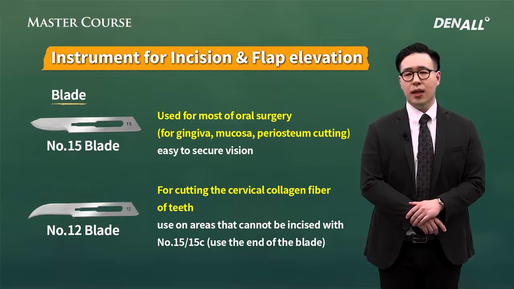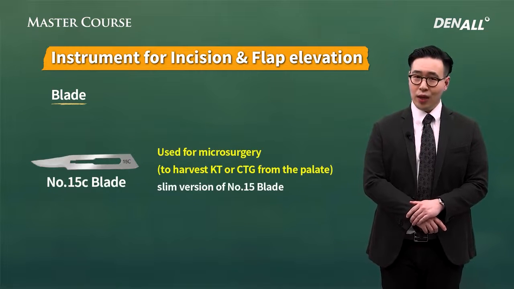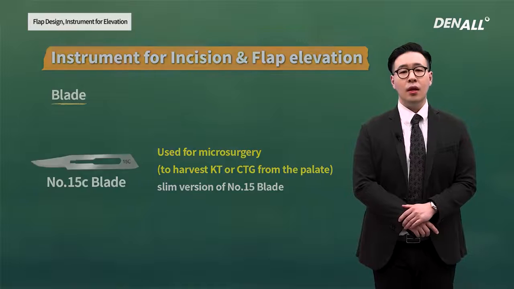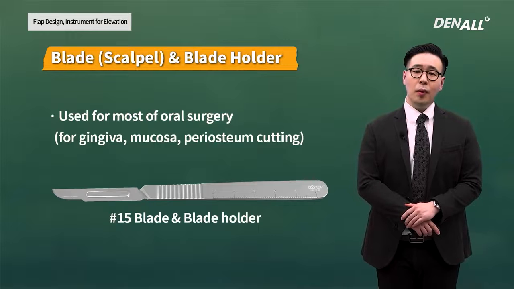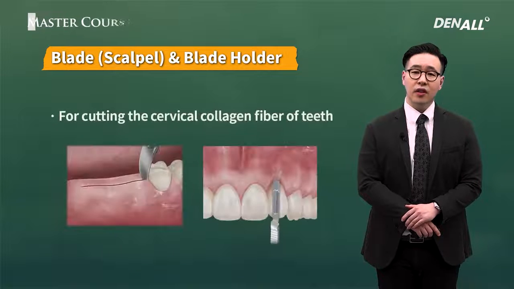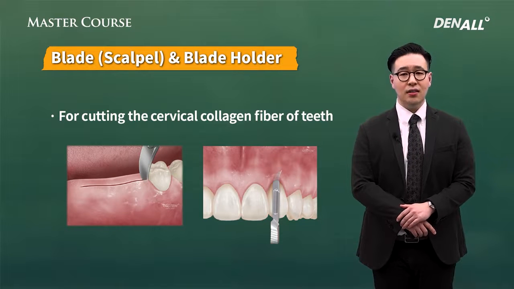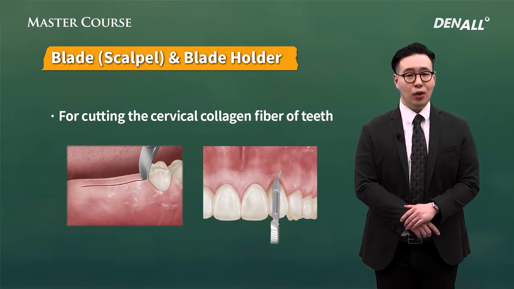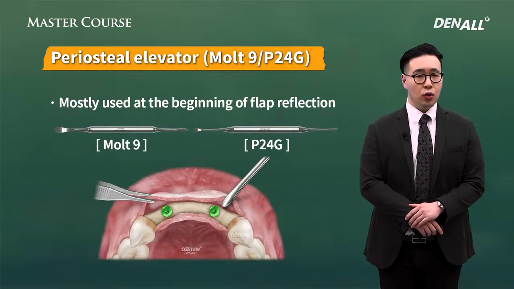And a number 12 blade can be used to sever the collagen fiber in the cervical area. A 15C blade is slimmer than a 15 blade, so it has better accessibility. I prefer this. The blade is connected with a blade holder. As mentioned earlier, a number 15 blade is used for crestal incision and vertical incision. A 12 blade is used for collagen fiber cut of the distal surface of adjacent teeth in the posterior region. And it is also used for periodontal collagen fiber cut that a number 15 blade cannot do.